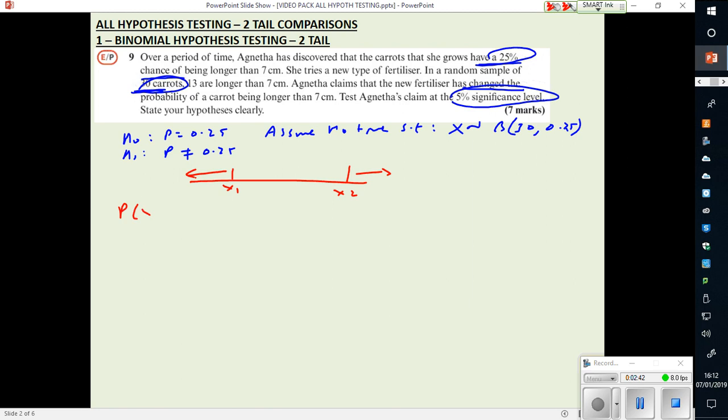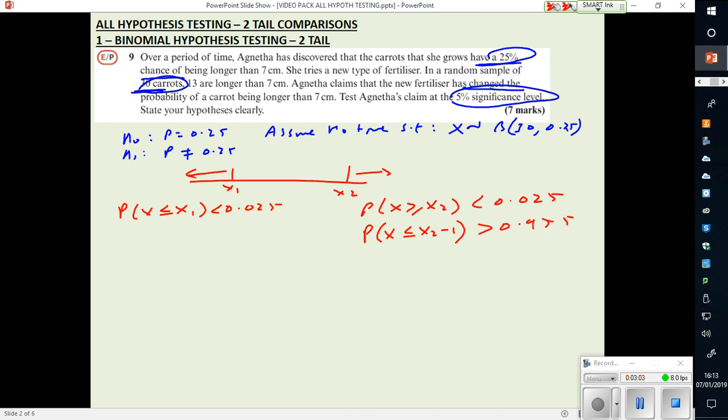So it's always the same. P(X less than or equal to x1) is less than half of our probability. And the same this side, P(X greater than or equal to x2) is again less than half of our probability. Remember, we can just now go straight to P(X less than or equal to x2 take 1) is bigger than 0.975. This is because it's a binomial, this x2 take 1. Think about what this means. This is x2, x2 plus 1, x2 plus 2, etc. But before that is x2 take 1, x2 take 2, etc.